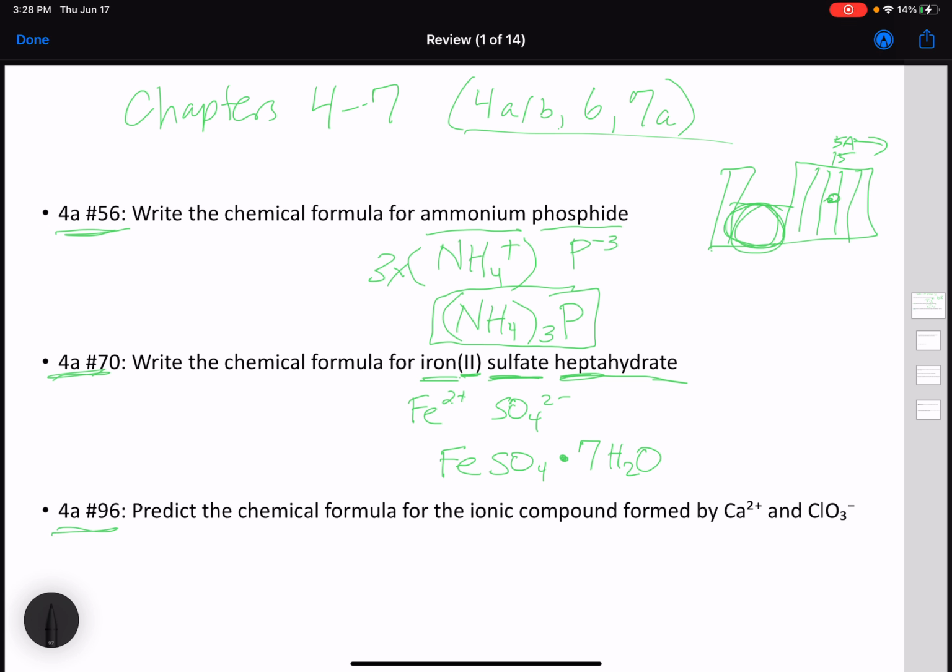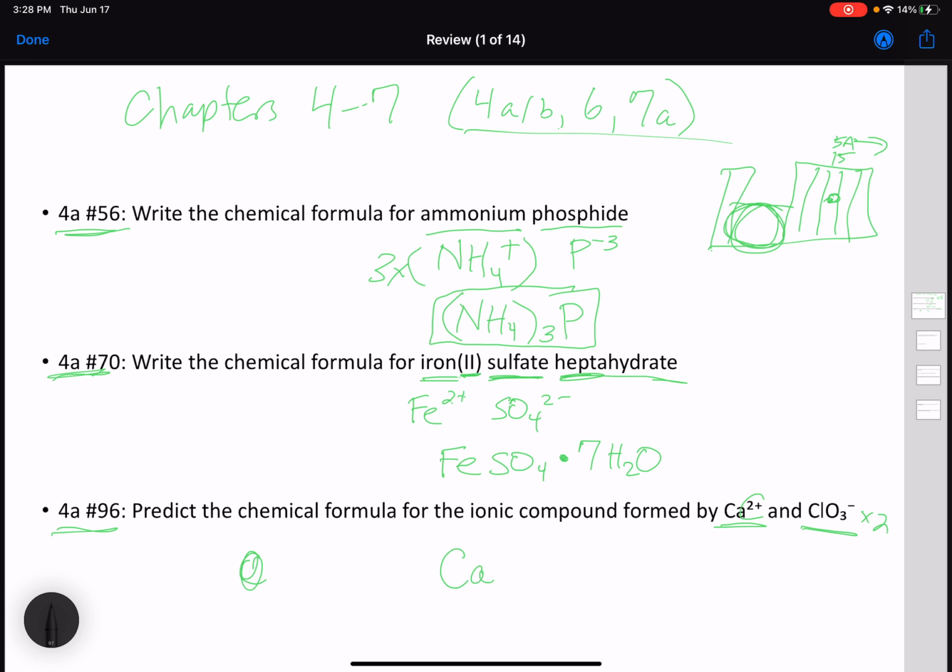4A number 96 from the homework: predict the chemical formula for the ionic compound formed by calcium ion and chlorate ion. Or is it chlorite? I can't remember. Okay, so calcium has a 2+ charge, and the chlorite or chlorate ion has a -1 charge. So we're going to need 2 of these so that we can cancel out the 2 positive charges of the calcium.